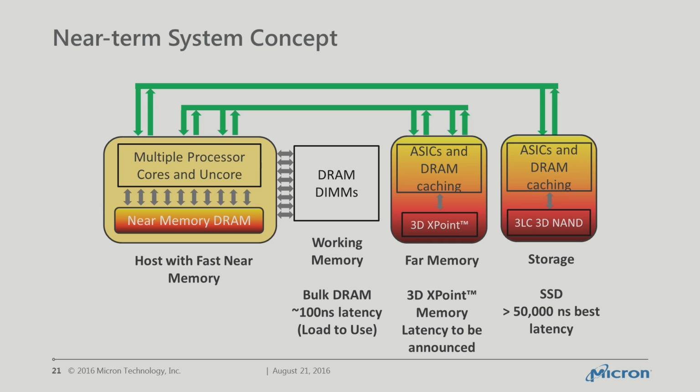Okay, then you have what I would call your working memory. That's your traditional DRAM. And from a processor's perspective, in a multi-core CPU with network on chip and all that good stuff, you end up with around 100 nanosecond latency load to use for that class of memory bit. Then we have what I would call the far memory. So that's where the 3D crosspoint comes in.